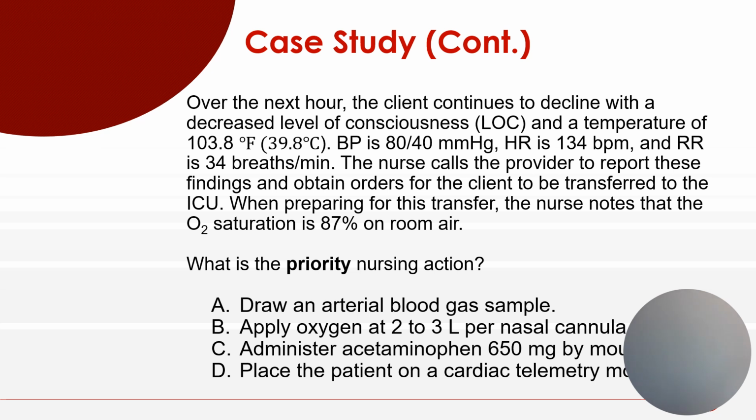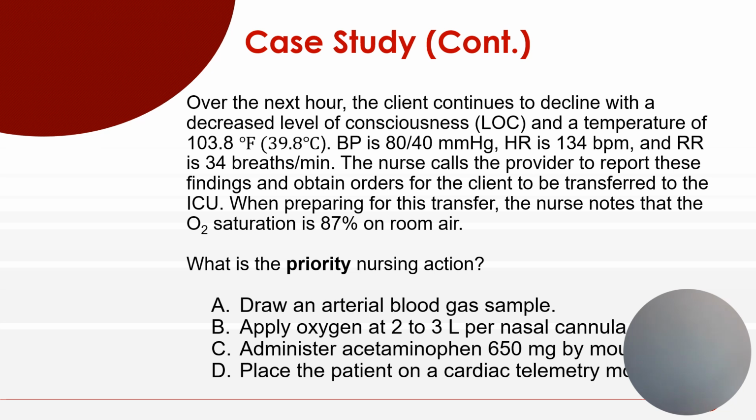So your choices are: draw an arterial blood gas sample, apply oxygen at 2 to 3 liters per nasal cannula, administer acetaminophen 650 milligrams by mouth, place the client on a cardiac telemetry monitor. Well, we always look at our ABCs when we're looking at priority. If that is appropriate, that's what we need to take care of first. Then we would look at our change in level of consciousness and or safety next.